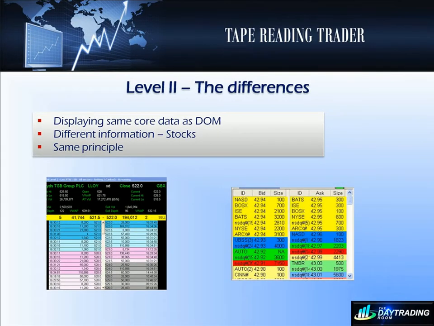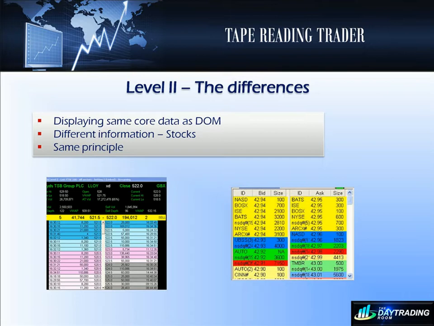Now obviously it's the same principle, you are showing the bids and the offers at different price levels, with colours showing you the different price levels changing. You also get to see with the US level 2, the Nasdaq and the New York Stock Exchange level 2, who the participant is, so if it's a market maker, if it's an ECN or whatever, that's also displayed on the level 2.